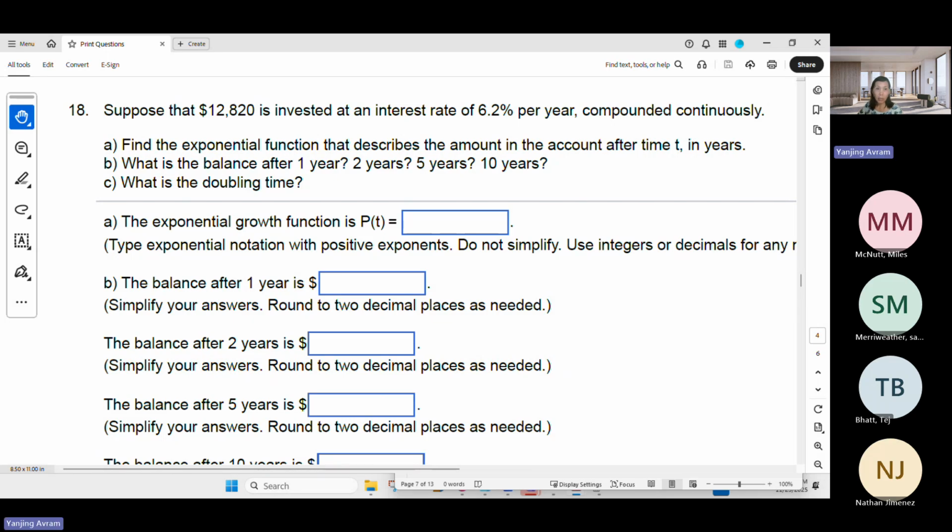A little bit of application for this one right here. You have this much to invest. The interest rate is 6.2% per year, compounded continuously. You want to find an exponential function that describes the amount after t years, and then estimate the amount after 1 year, 2 years, 5 years, 10 years. And what is the doubling time? It looks like a lot of questions to answer, but basically the calculation is similar.